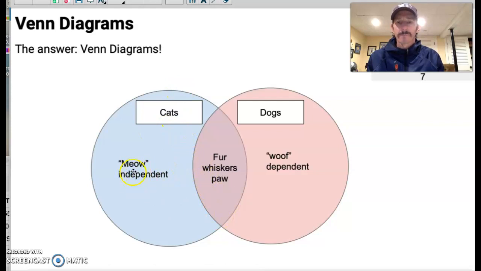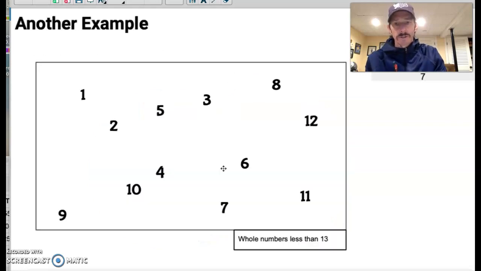So dogs do not say meow, and cats do not say woof, but both cats and dogs have these characteristics. They're both captured in the blue circle for cats and this reddish circle for dogs. It's called the overlap or the intersection, and we'll talk about notation as we go through that.